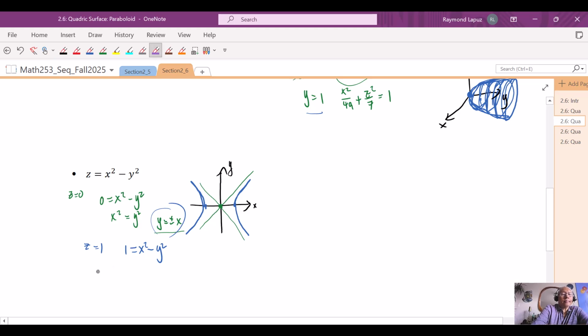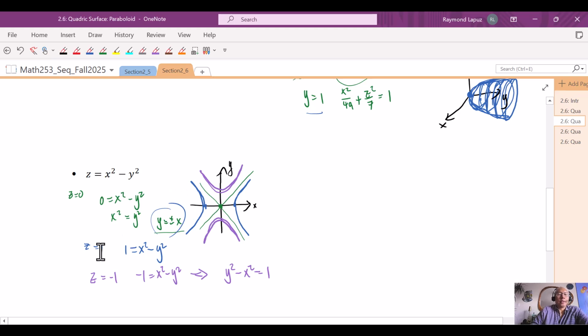Okay, if we let z equal to negative 1, we're going to get negative 1 is equal to x squared minus y squared. But for the general form of the hyperbola, you want the constant to be positive 1, so let's multiply by negative 1 on both sides. You're going to get y squared minus x squared is equal to positive 1. This time your hyperbola should be going up and down, so that gets a lot more confusing.